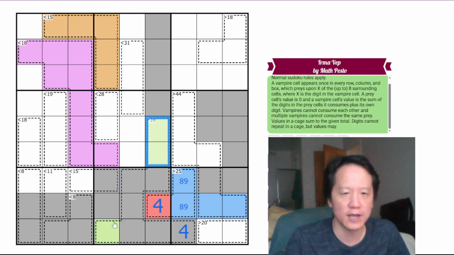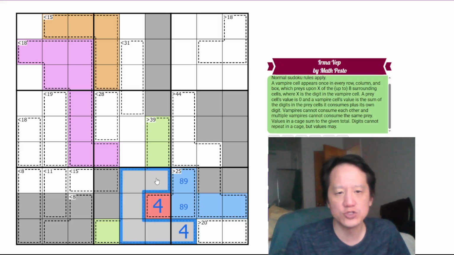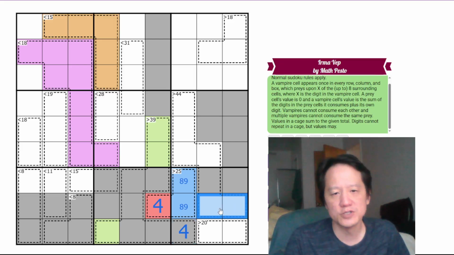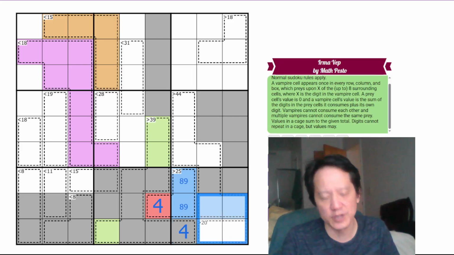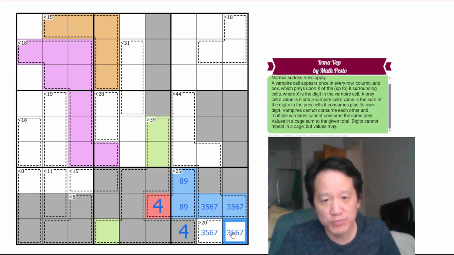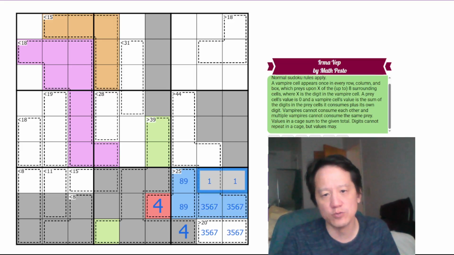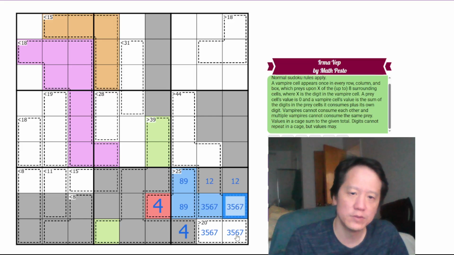And these can't be summoned. These can't be preyed upon. This can't be preyed upon. Only 2 out of these can be preyed upon, period, because if you prey upon another one, you would lose the greater than 39 value. So this has to be some combination of 3, 5, 6, and 7 to have this work. So these two are preyed upon. This has to be a 1-2 pair here. That's the only digits remaining there.